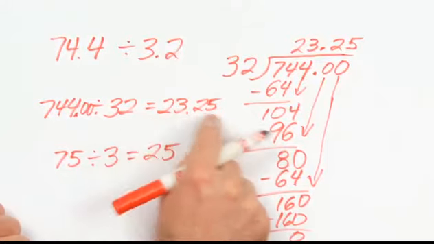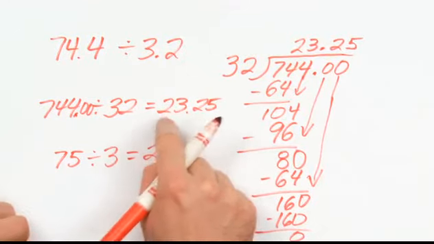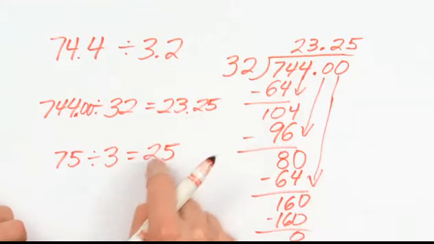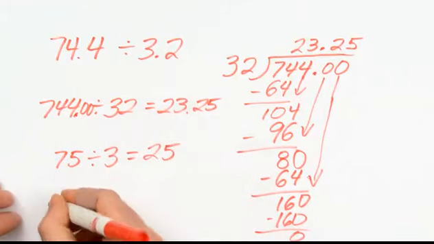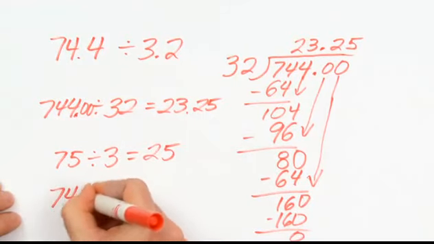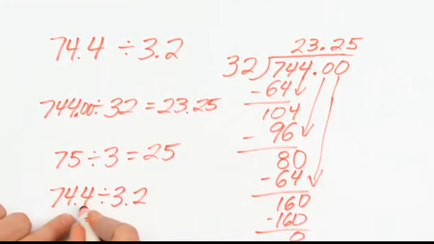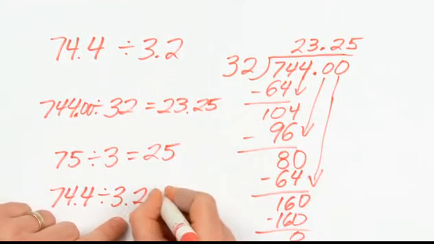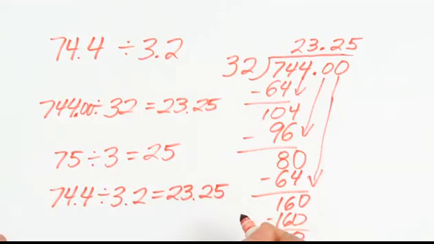So as I look back at my answer up here, I think of where the decimal point should go. 23 and 25 hundredths is really close to that 25. So that's where that decimal point should go. So we can use our information here to see that 74 and 4/10 divided by 3 and 2/10 is equal to 23 and 25 hundredths.